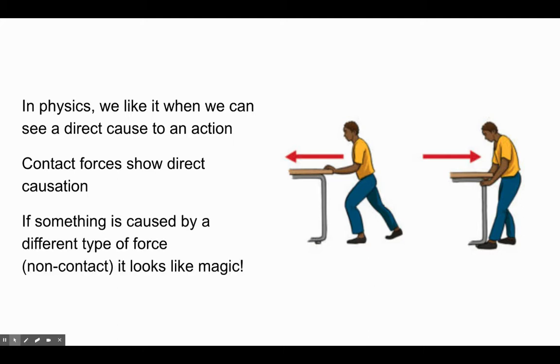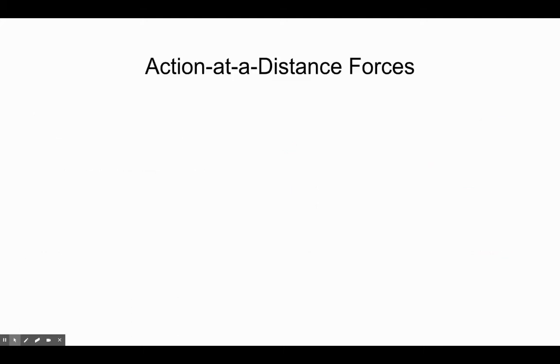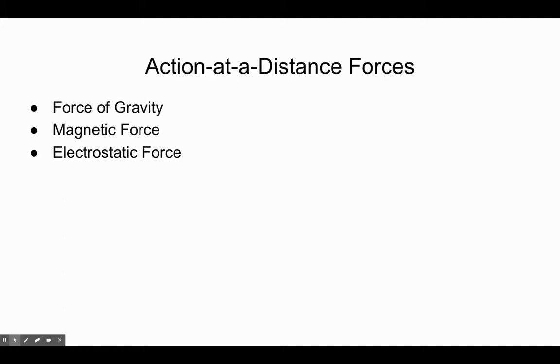Now, if something's not caused by a contact force, we call this a non-contact force. It looks like magic, right? Something is moving, but we don't see anything else in contact with it. We don't know how it's moving. So what we had to do is come up with an idea as to how these non-contact forces work. Non-contact forces are also called action at a distance forces, and examples of these are the force of gravity, the magnetic force, and the electrostatic force.